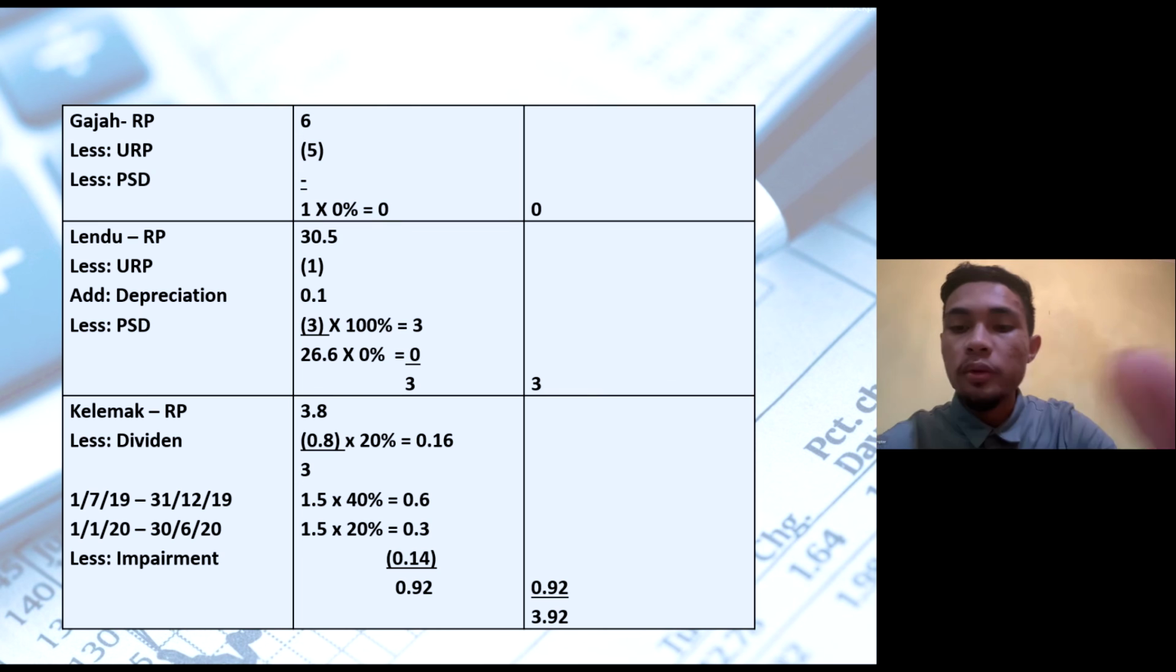Since Klemak is full goodwill, we should less impairment loss. Impairment 0.14. So we get 0.92 for Klemak. Then we total up from Gajah and Lendu, then we get 3.92. Okay, thank you.